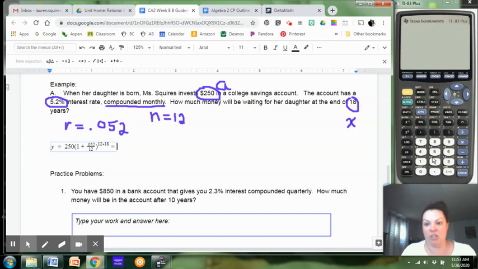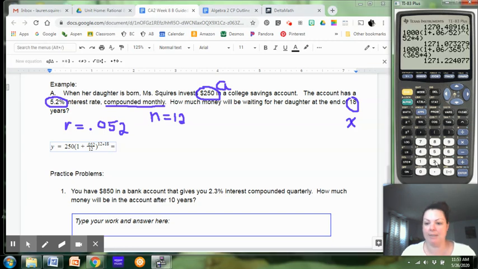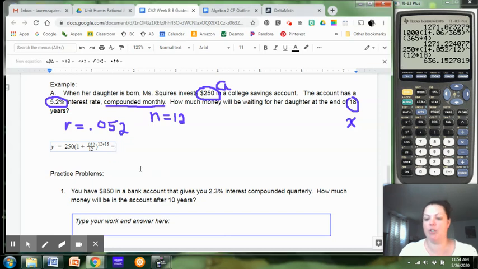The next thing we're going to do is just go to the calculator and figure out how much this is. So 250 times the quantity of 1 plus 0.052 divided up 12 times, raised to the 12 times 18. And make sure that 12 times 18 is in parentheses. You want to make sure that that's in there. And then we're going to hit enter, and it looks like at the end of those 18 years, she will have $636.15 waiting for her.